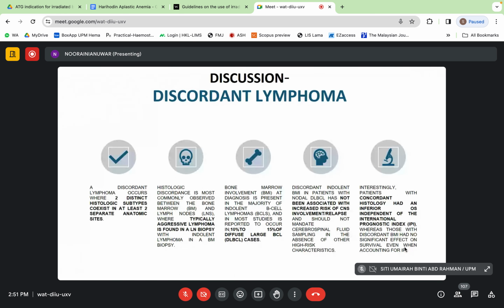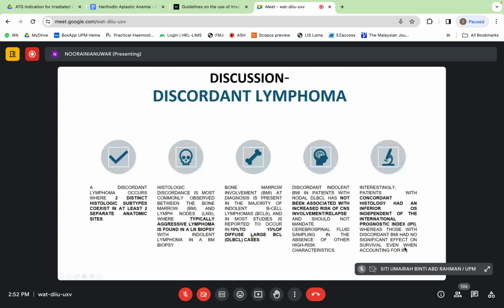Okay, for the discussion part, I'll discuss discordant lymphoma. It is defined as the presence of two distinct histologic subtypes that coexist in at least two separate anatomic sites. Usually the discordance is most commonly observed between marrow and lymph node, where the lymph node usually shows aggressive lymphoma and the bone marrow indolent. This is not uncommon. In about 10 to 15% of DLBCL cases, we find indolent bone marrow involvement.